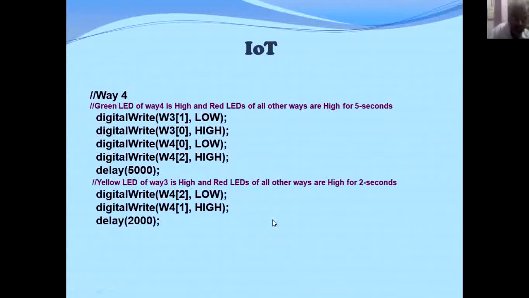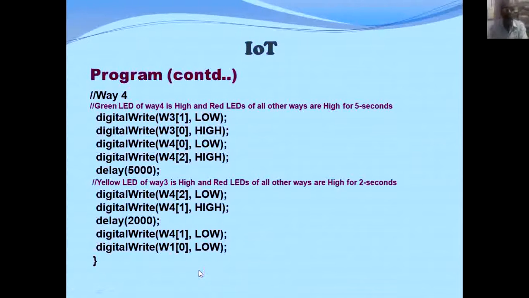After that I have turned all LEDs off. Then it will again repeat all the ways from way 1 to way 4. So this is the code for the 4-way traffic control signal.